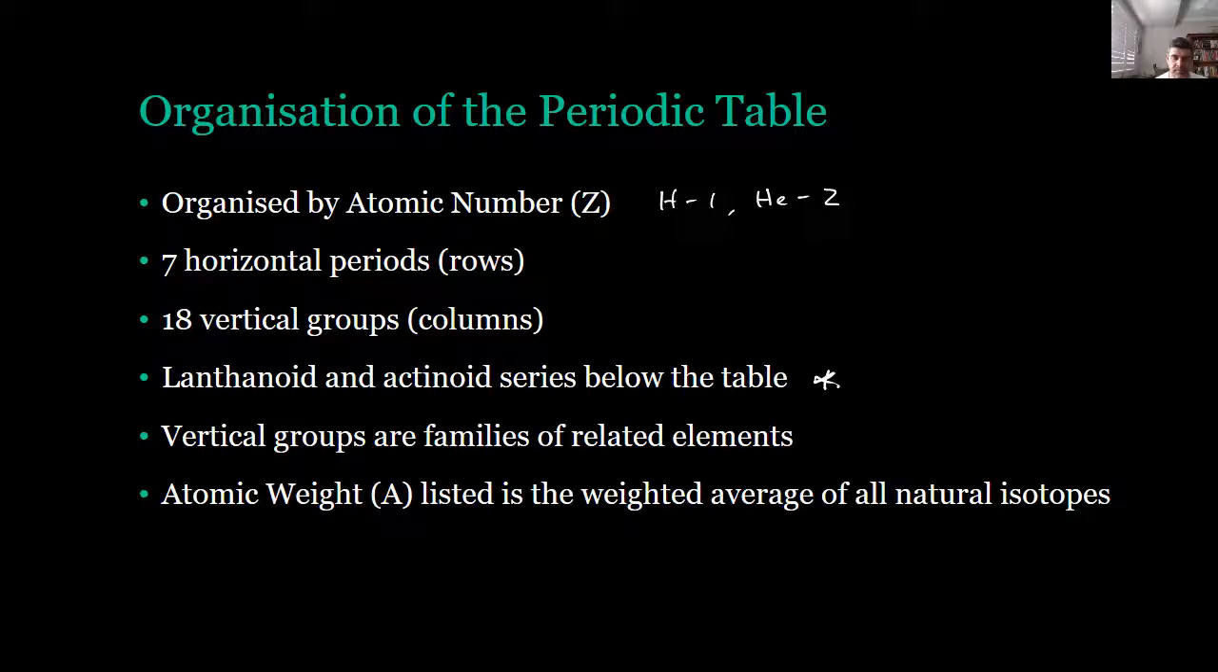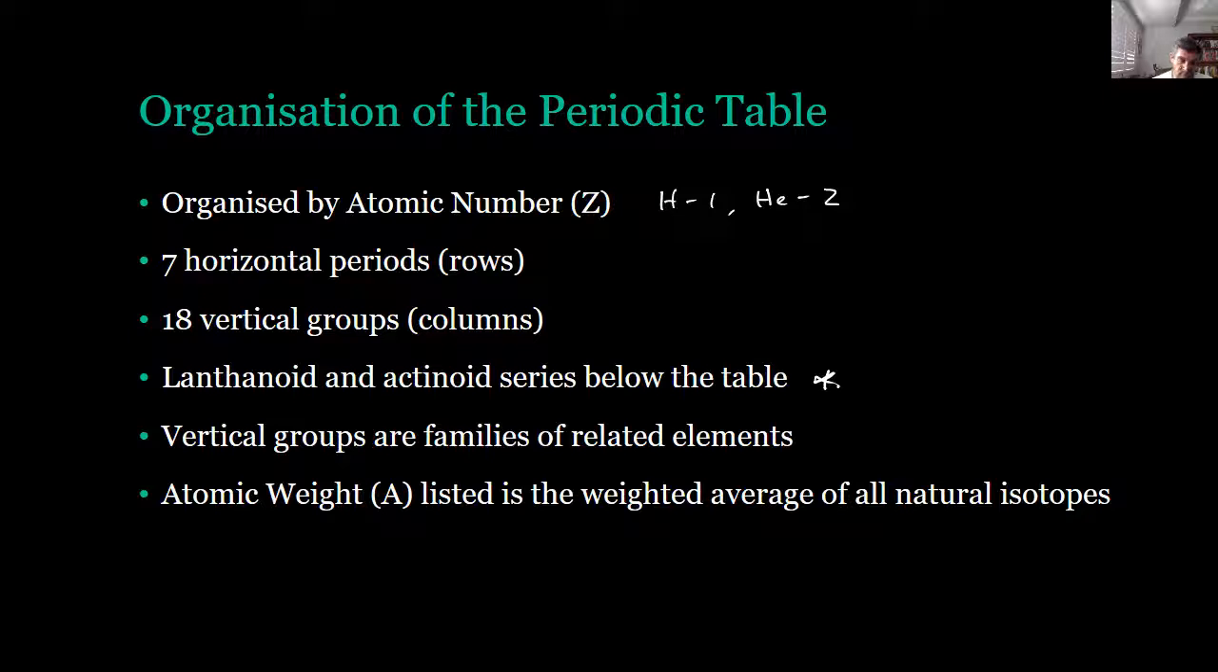There are 18 vertical groupings or columns, and each of these groups represent the different families of elements, and some consistency is what we see when we look at the different families in those groups.